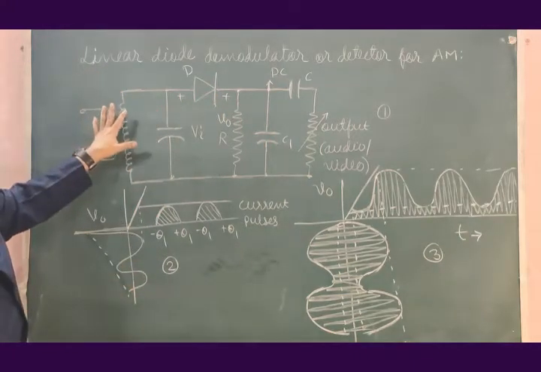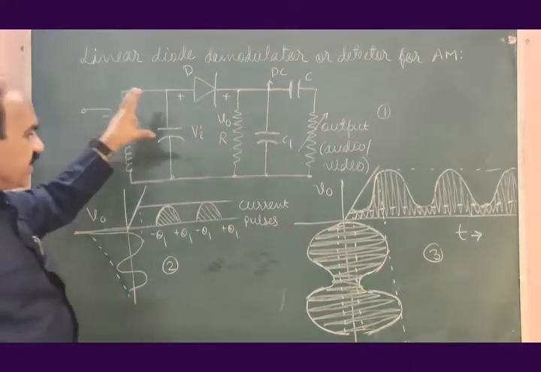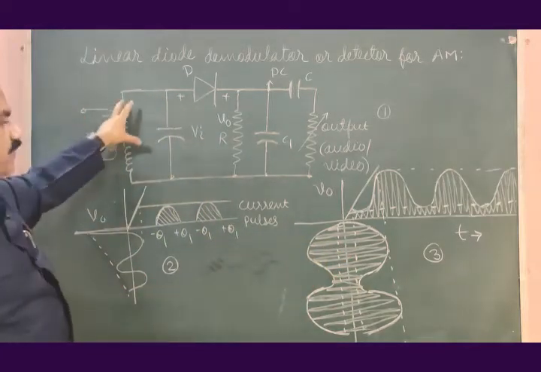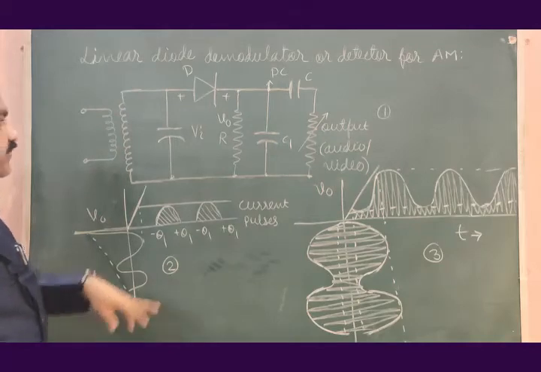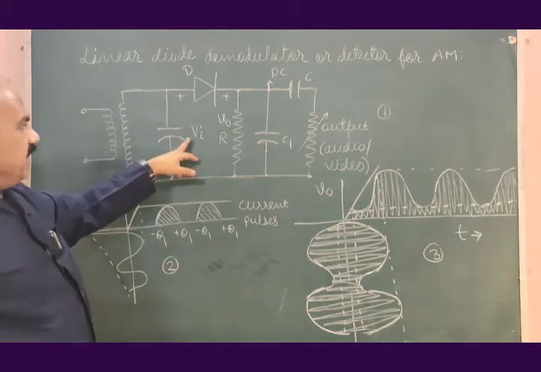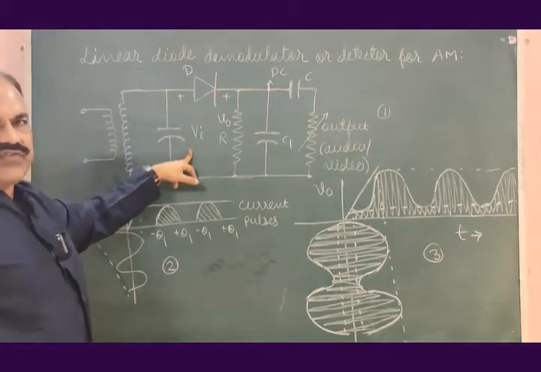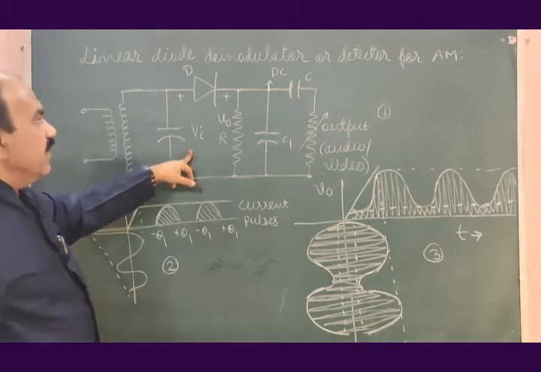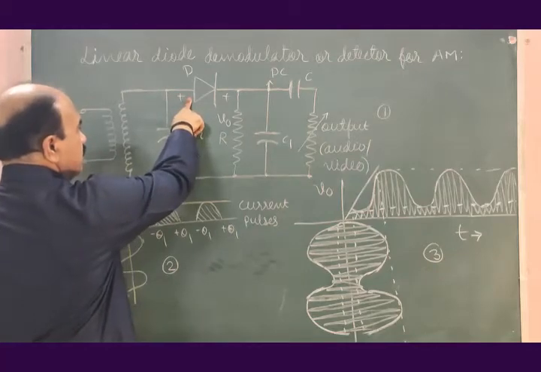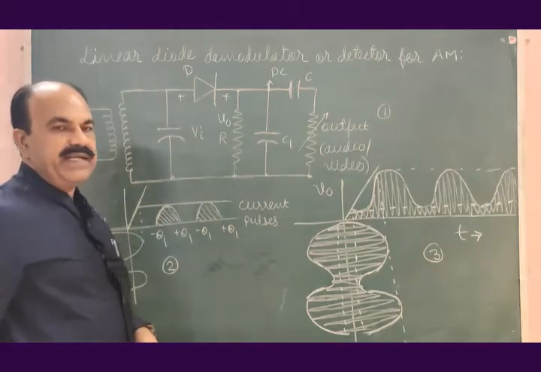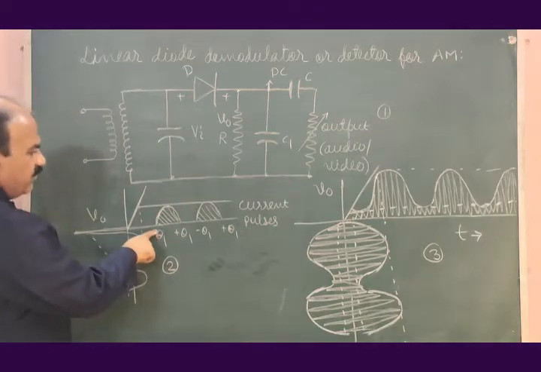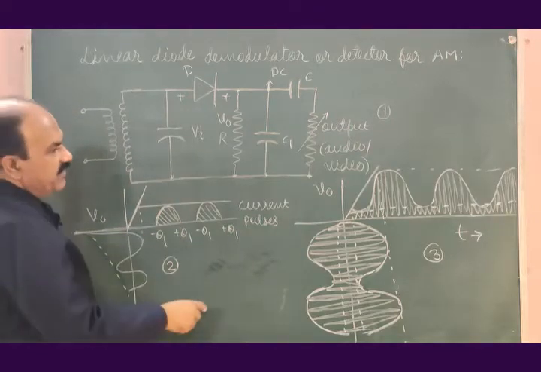This is a tuned circuit. Through this tuned circuit, this amplitude modulated voltage is given to the rectifier. This voltage will appear across this capacitor. Let us call this voltage as Vi. Whenever the anode of this diode is positive, then only it will be forward biased and it can conduct current from minus theta 1 to theta 1.